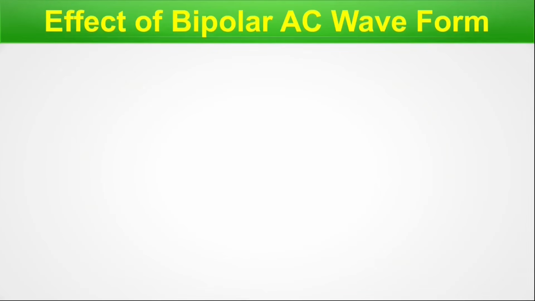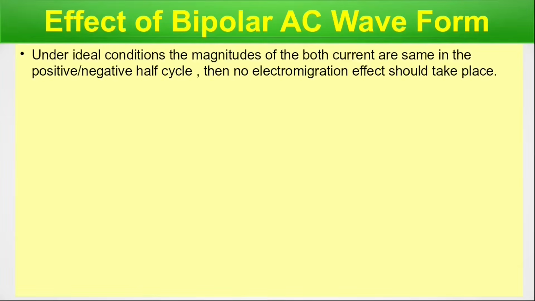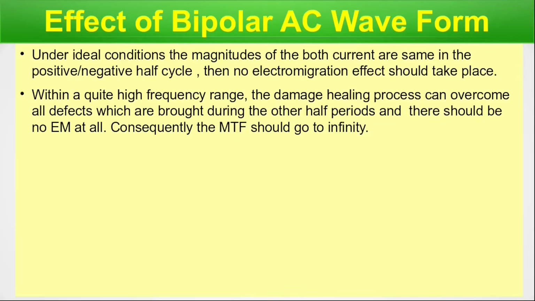We continue here with a few more points. Under ideal conditions, if the magnitudes of both current and time in the positive and negative half cycles are equal, then no electromigration effect would take place. So this is a very ideal condition. However, in real conditions, there will be a little bit of difference. Within a quite high frequency range, the damage healing process can overcome all defects which are brought during the other half of the period, and there should be no EM at all. Consequently, the MTF would go to infinity.